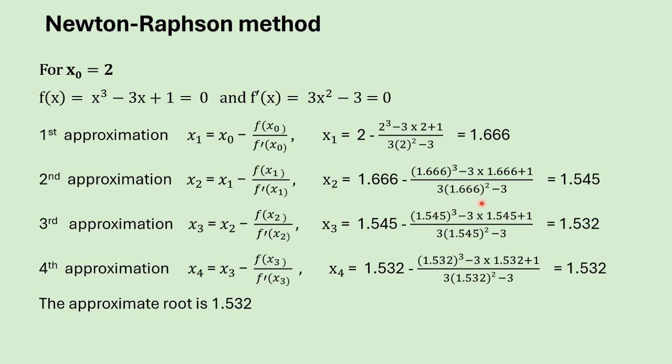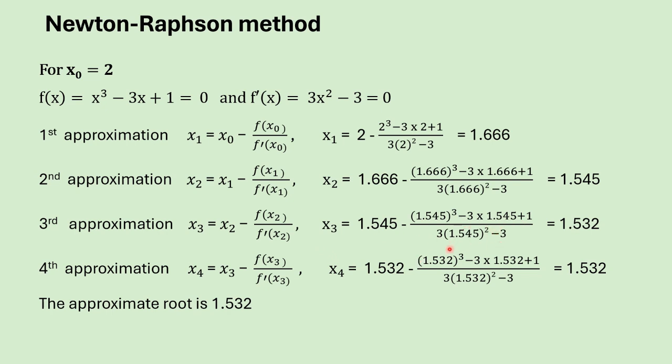Then we have to carry out the third approximation. x3 is equal to x2 minus f(x2) by f'(x2). So putting the value of x2 here, after substituting the value of x2, we get this. On simplification, we get this. Now we have to carry out the fourth approximation.